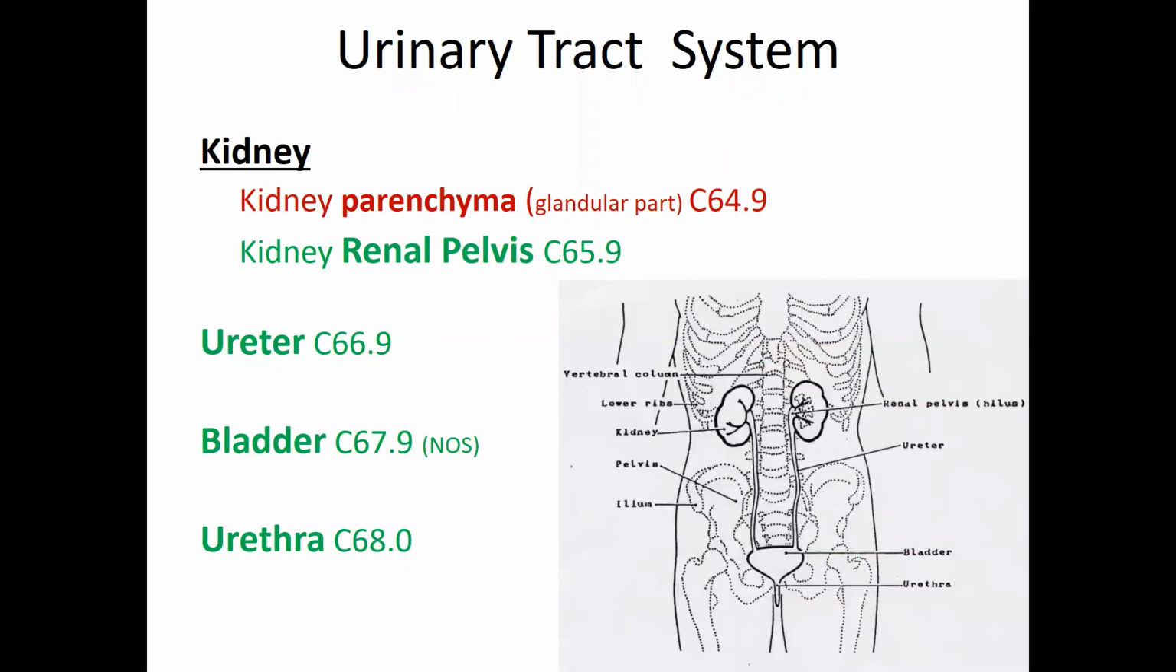You can see that I have colored the slide and the slide previous with red and green to highlight the difference in cell type of each of these areas of the urinary tract system. Note I have separated out the renal pelvis part of the kidney, which is also colored green like the bladder, ureters, and urethra. And I'll explain more about this difference in the following slides.